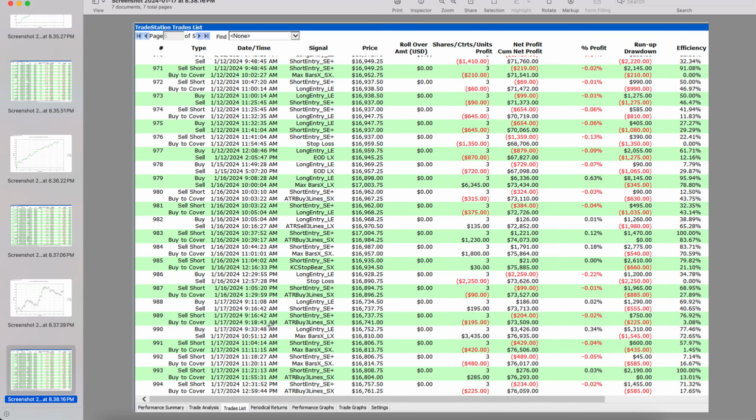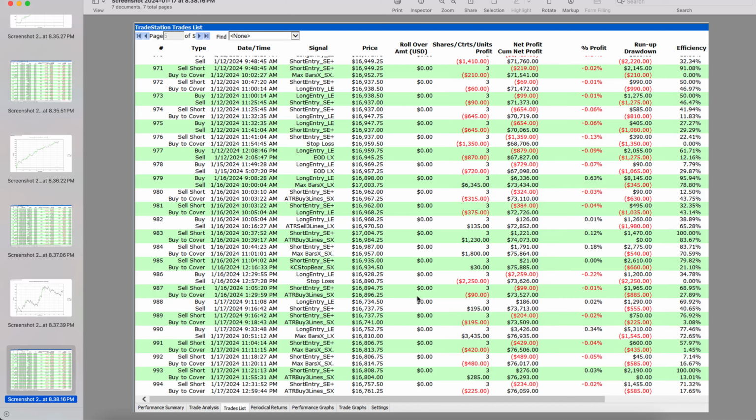And then today's trades, there was a bunch of them, but we had a nice big winner in the middle there. So a few losers, and like I say, I'll take that day anytime.